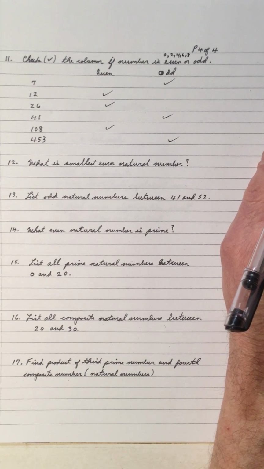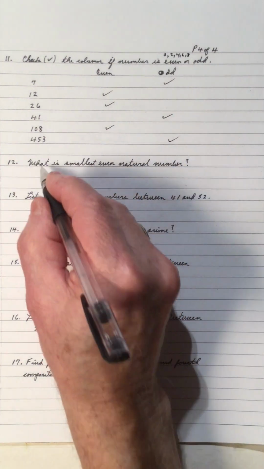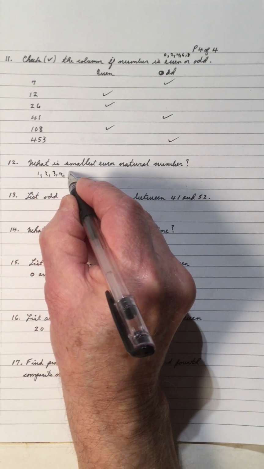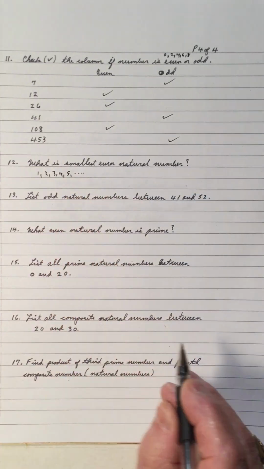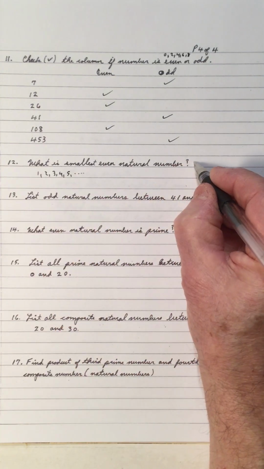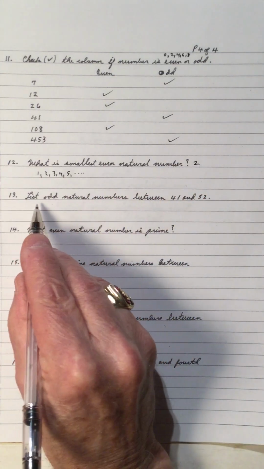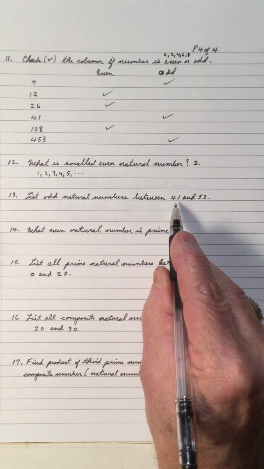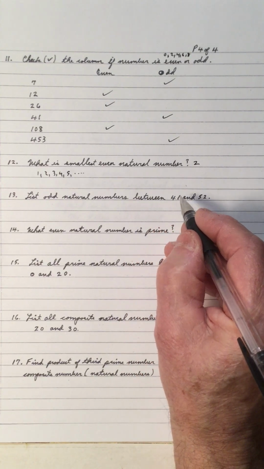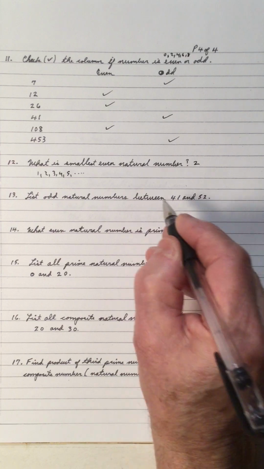What's the smallest even natural number? Remember, natural numbers are 1, 2, 3, 4, 5, etc. The smallest even natural number is 2. List the odd natural numbers between 41 and 52. Between means you can't include 41 and 52.